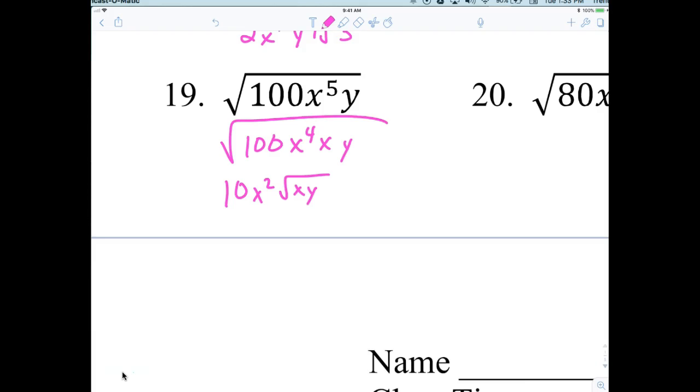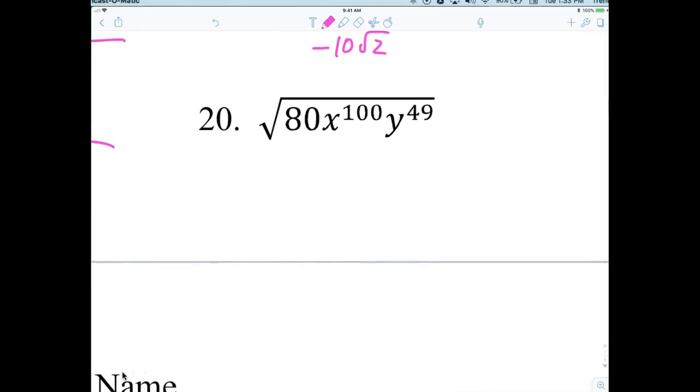All right. 80. How do I break 80 down? Definitely not 8 and 10. 16 and 5 for those of you guys who care. 80, 16 times 5, x to the 100, y to the 48, y to the first. Why not 7 and 7? What about 7 and 7? Oh, how many times have we had this conversation?